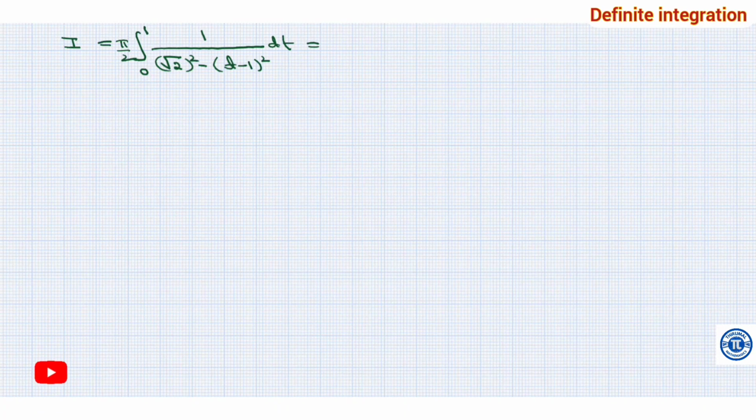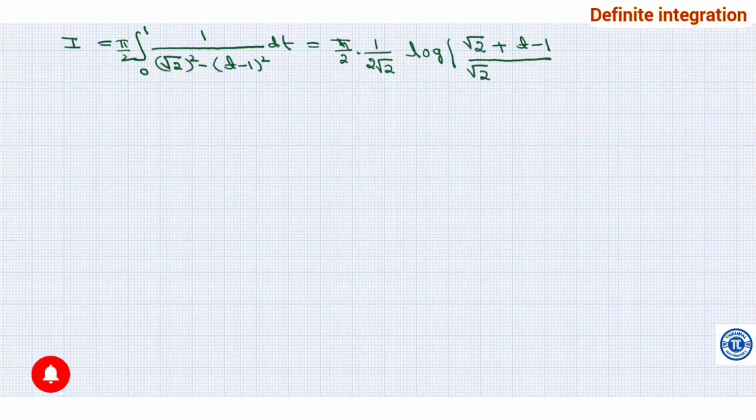Okay, apply the formula: pi by 2 into 1 by 2a, which is 2 root 2, into log of mod root 2 plus t minus 1 by root 2 minus t minus 1, which is minus t plus 1. Okay, limits 0 to 1. Okay, I equals pi by 4 root 2 here.